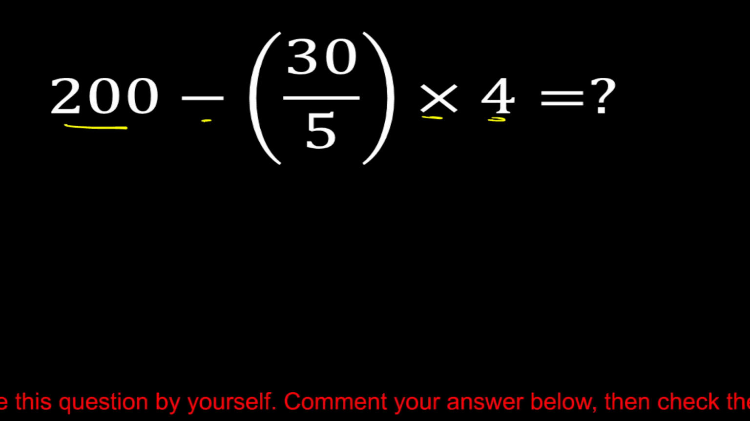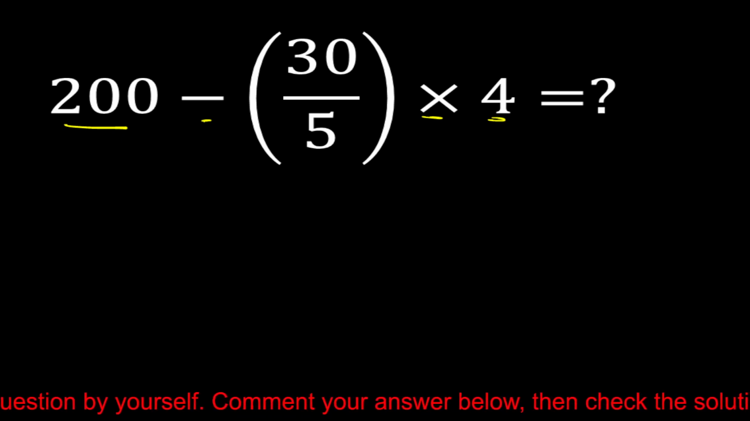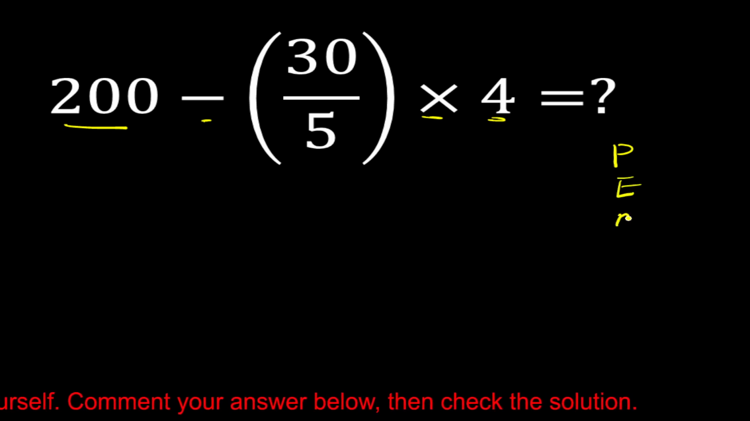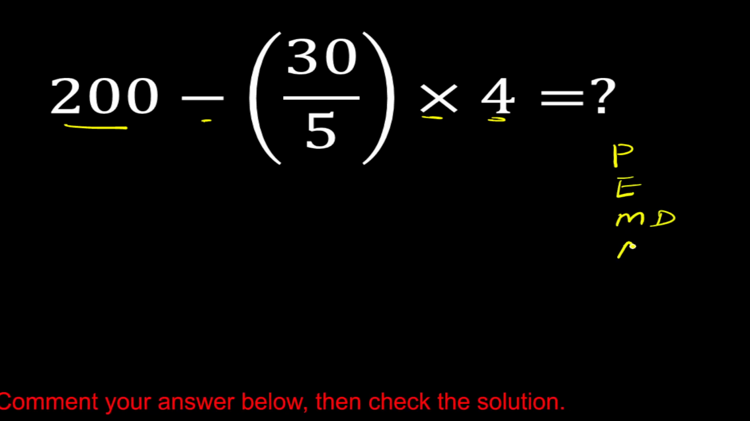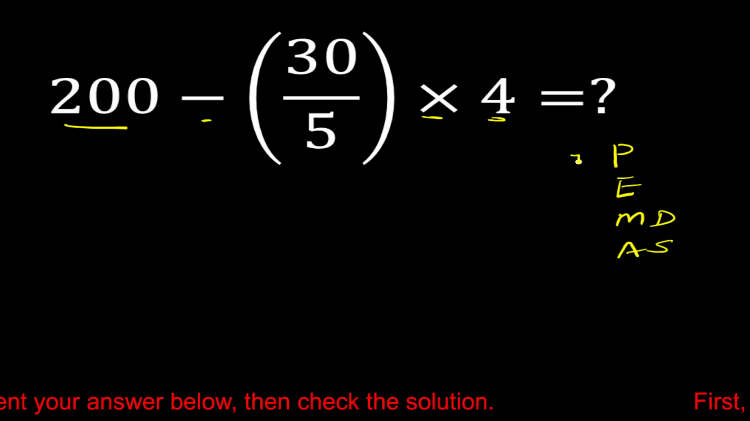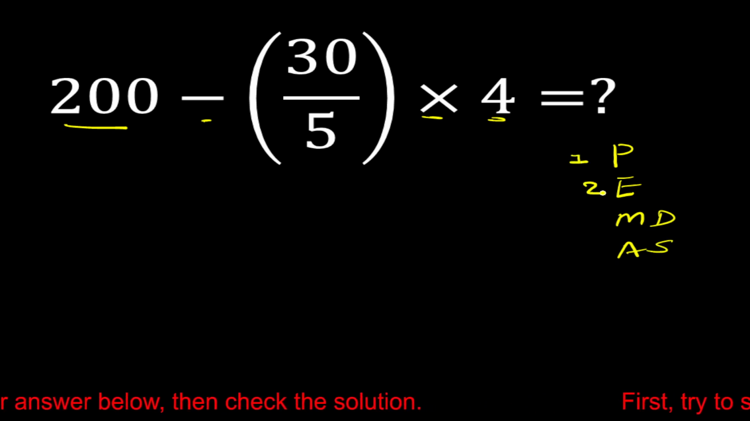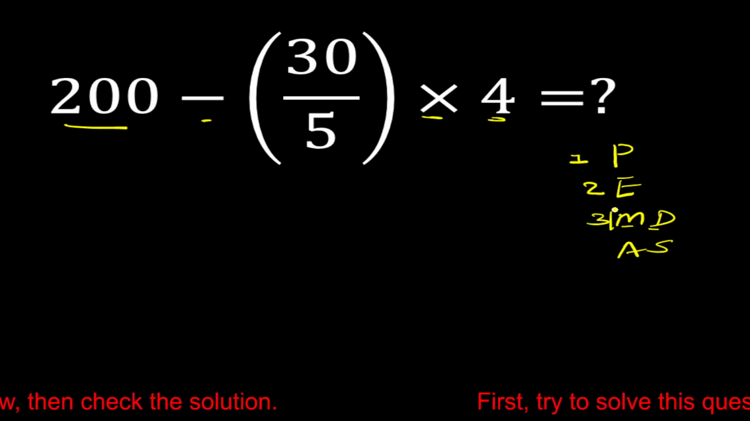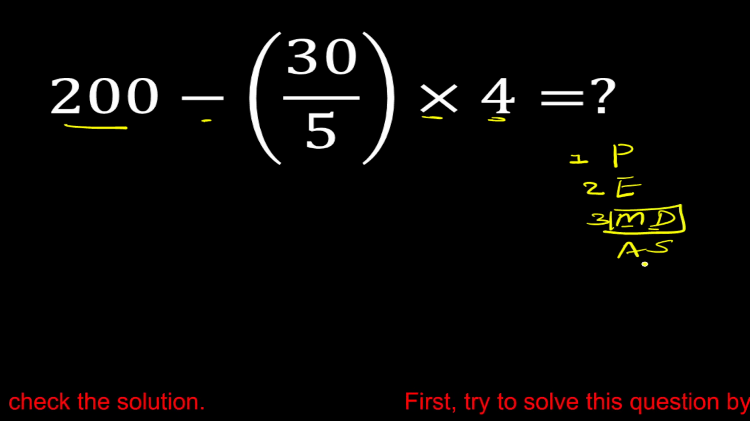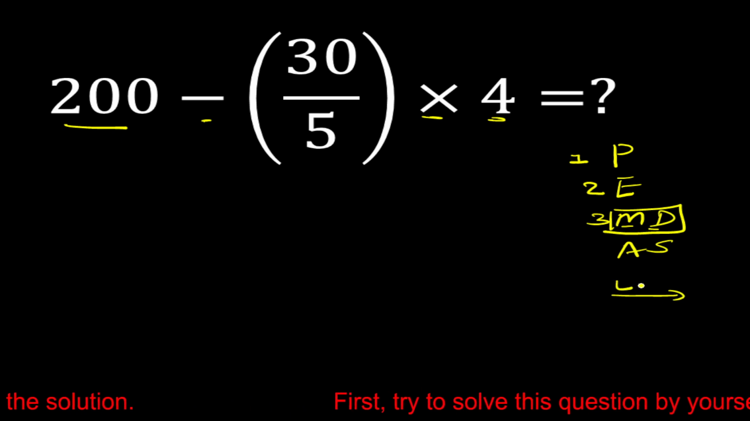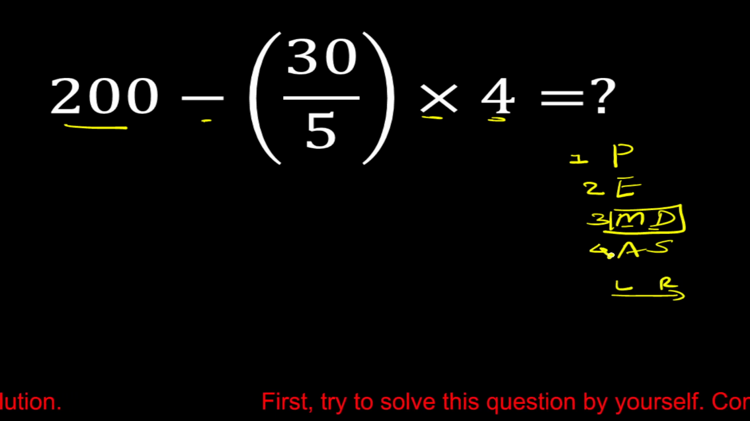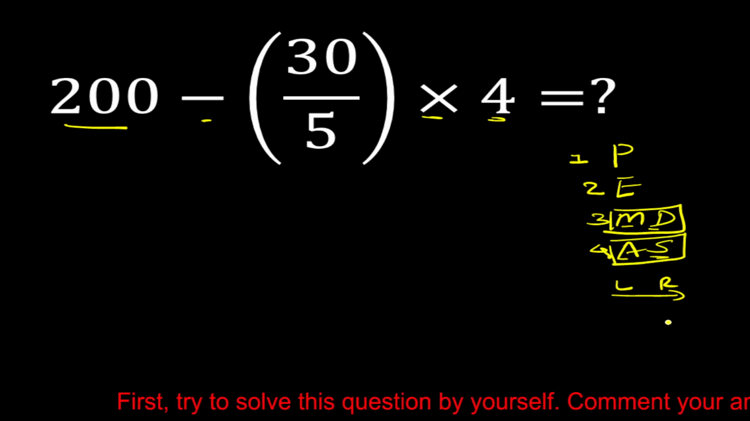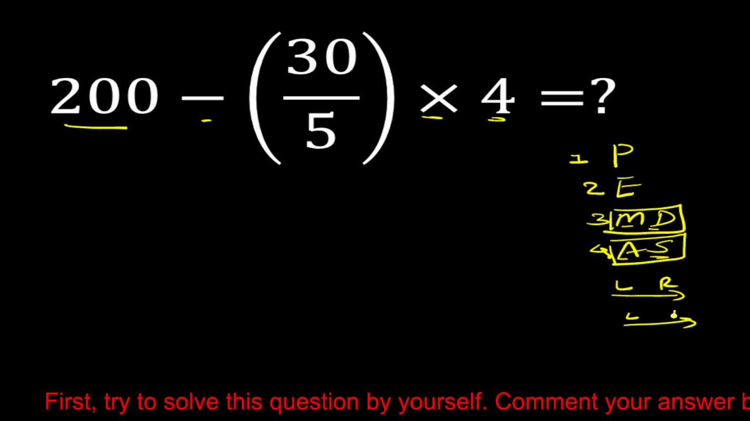So now let's solve this problem correctly by using the PEMDAS rule. According to PEMDAS, first priority is parenthesis, second priority is exponents, third priority is multiplication and division. Here multiplication and division both have equal priority, so we have to solve it from left to right. And fourth and last priority is addition and subtraction. Also addition and subtraction both have equal priority, so we have to solve it from left to right.